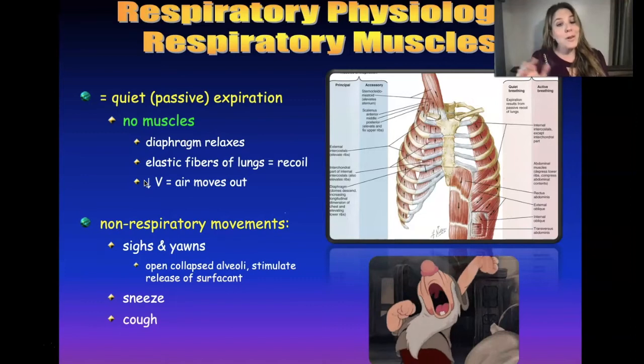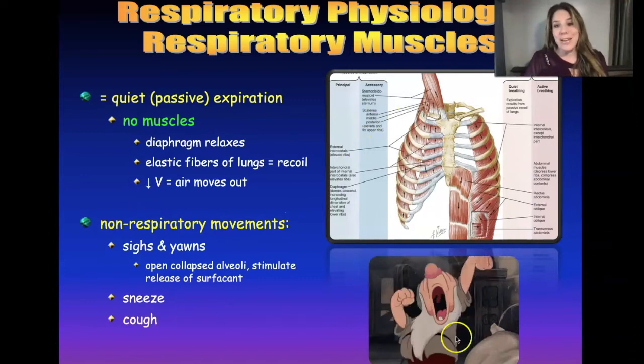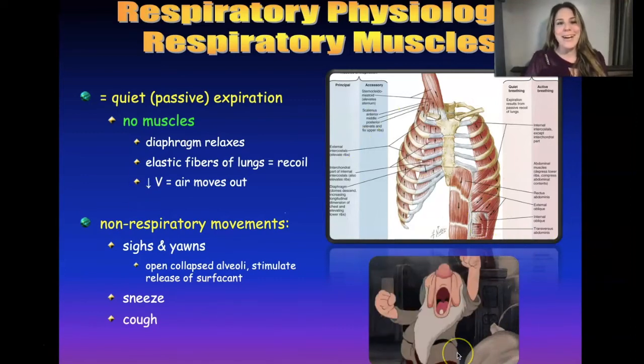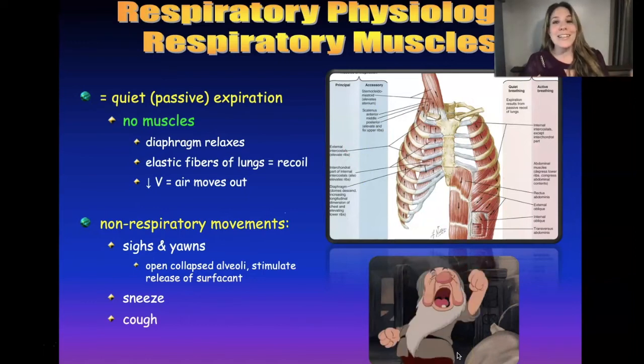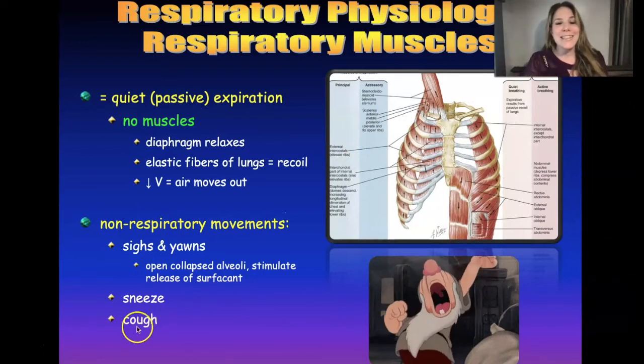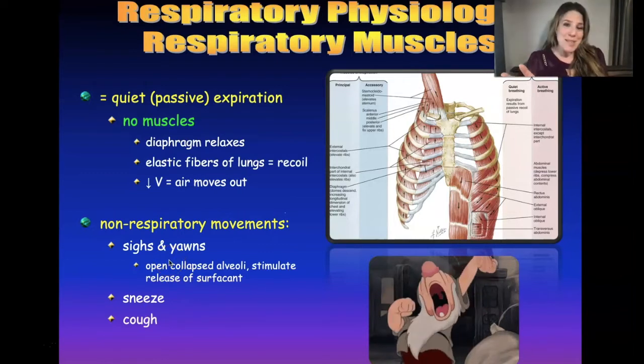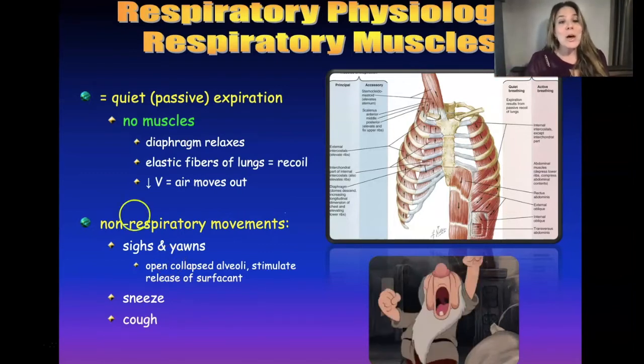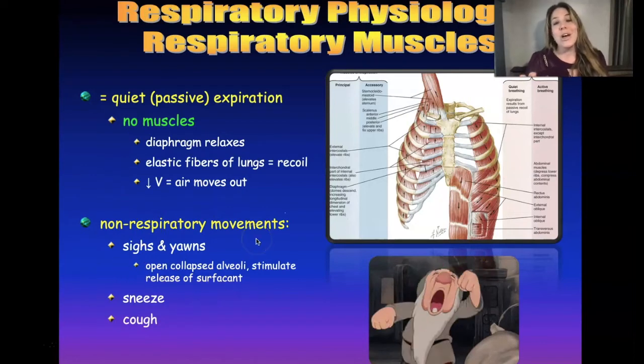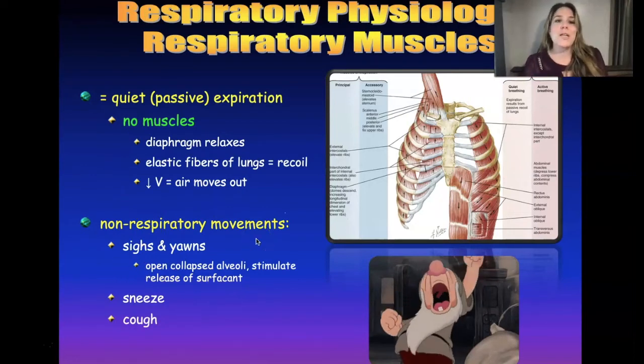Now, there are non-respiratory movements as well, like you see Sleepy doing here, and that is things like yawns and sighs and sneezes and coughs. So these things, I remember as a kid them saying that they didn't know why we yawn, but good evidence is that yawning actually does play a role in respiration.